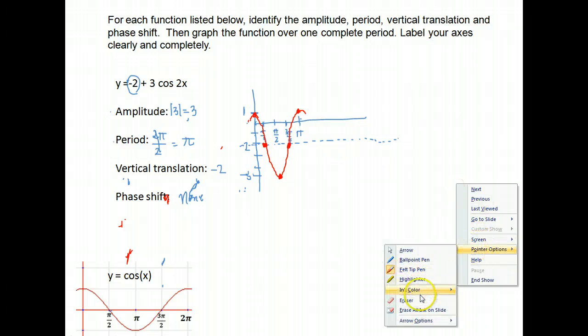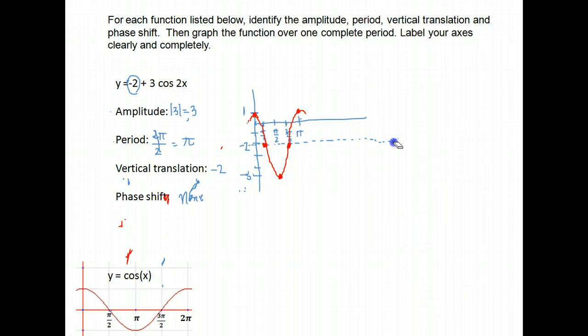I'm going to now erase my help guide that I put on there because that's not part of my graph. It was just my little helper. Okay, and there's my graph.